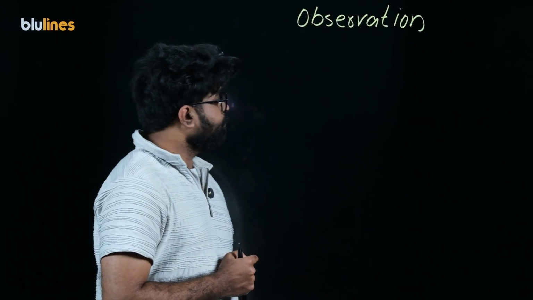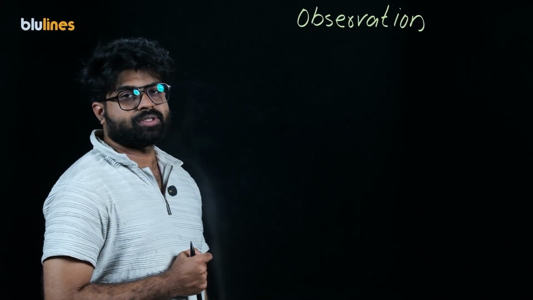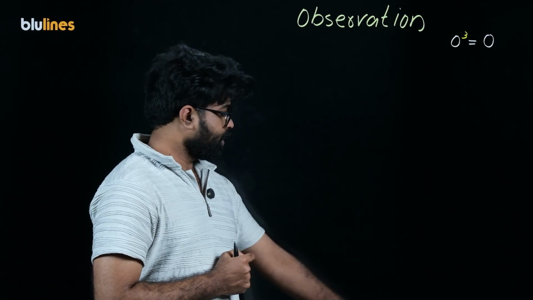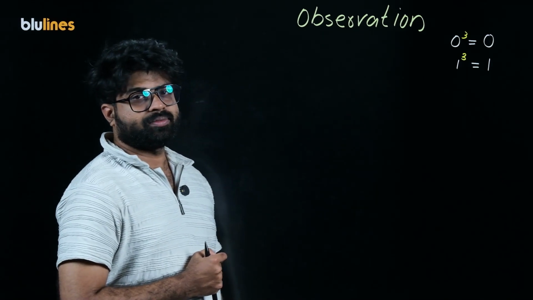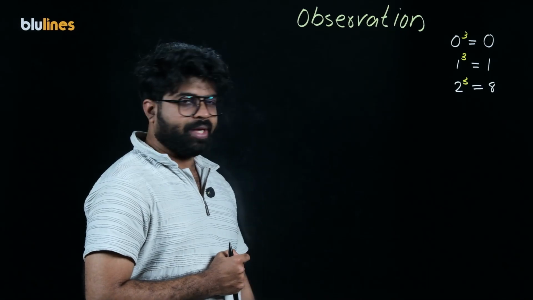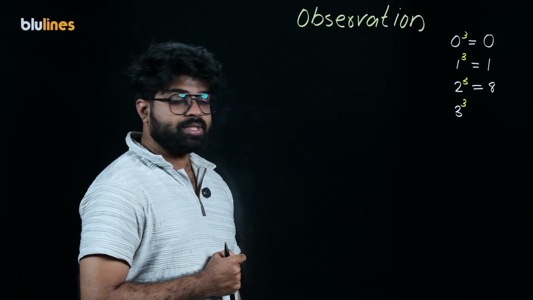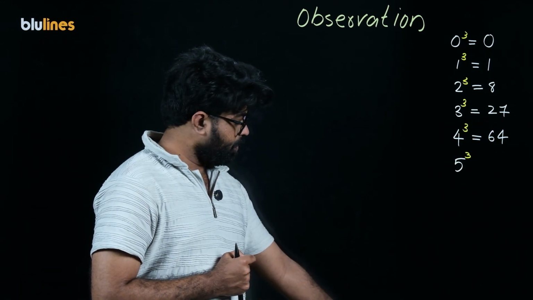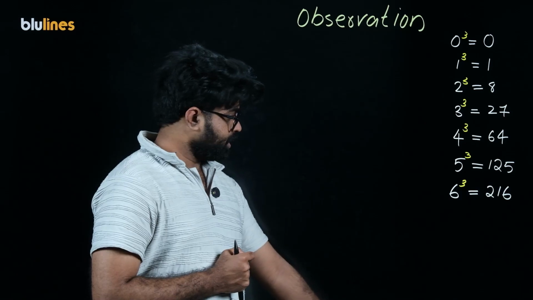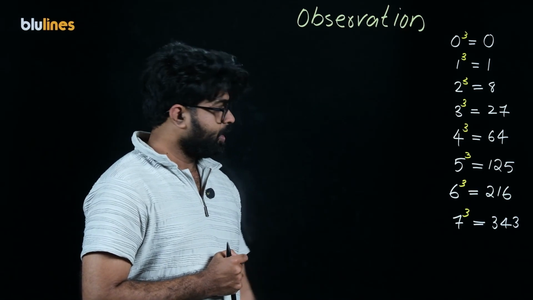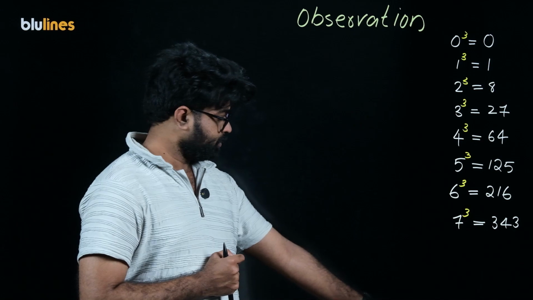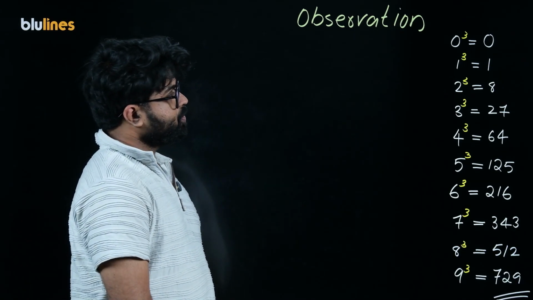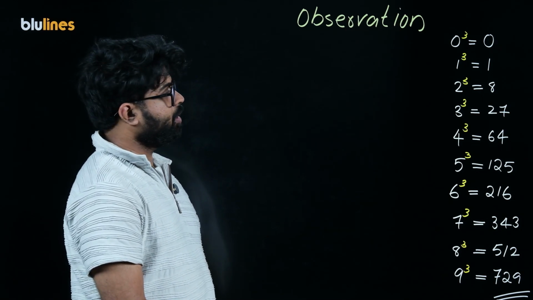Now we can go to the next topic, observations regarding cubes. First, let us see that 0 cube is equal to 0. Similarly, 1 cube is equal to 1, 2 cube is equal to 8, 3 cube is 27, 4 cube is 64, 5 cube is 125, 6 cube is 216, 7 cube is 343, and then 8 cube, 9 cube. Okay. Now we can make certain observations from this data.